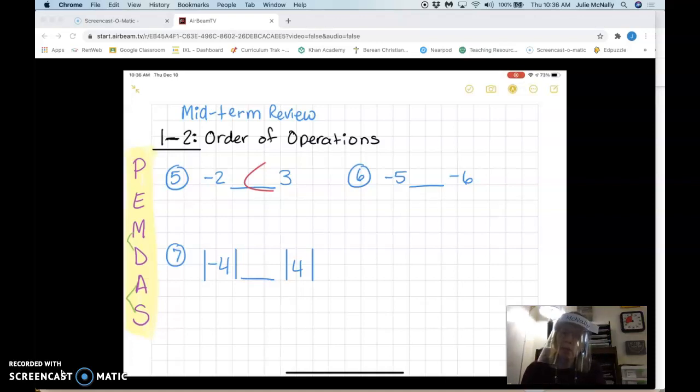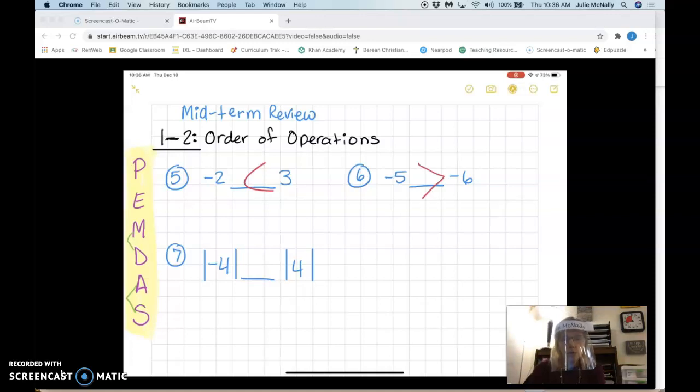Which one is bigger? Negative 5 or negative 6? It's negative 5. Why is negative 5 bigger? Because it's closer to the 0. Yes, negative 5 is closer to 0, so it is bigger. That's a tricky one when you have negatives.